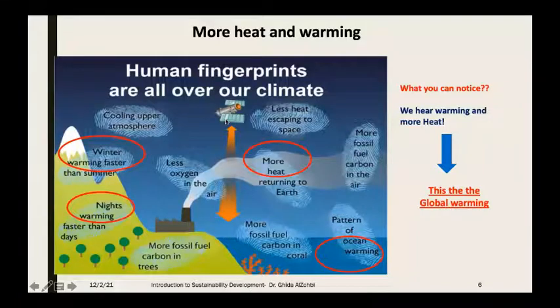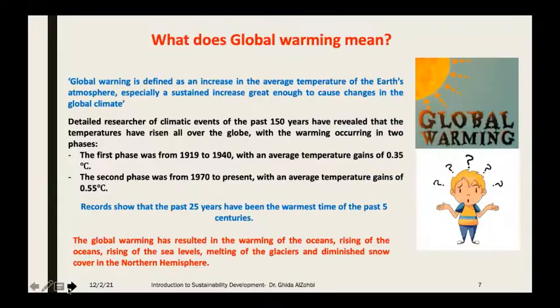Here we will talk about warming and heat. So actually, we can hear a lot about winter warming faster than summer, nights warming faster than days, more heat returning to Earth, a pattern of ocean warming, more fossil fuel carbon in coral, more fossil fuel carbon in the air. So we hear a lot about warming and more heat. So here, this is what we call global warming. What does it mean, global warming?